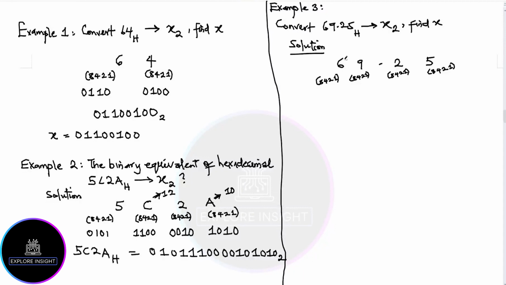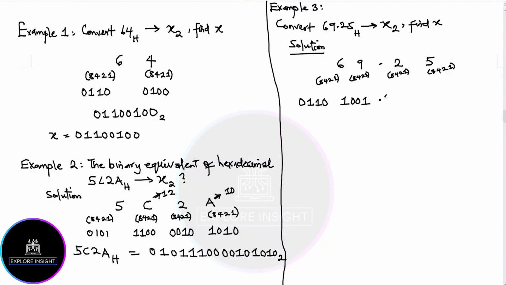Now, what will sum up to give us 6? It is 4 and 2. So it means 8 and 1 will be 0. So we have 0, 1, 1, 0. What about 9? If I add 8 plus 1, it will give me 9. So I'm not using 4 and 2. So 4 and 2 will be 0. So we have 1, 0, 0, 1.